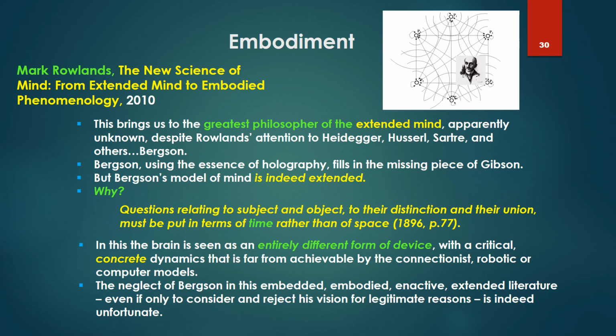In this, the brain is seen as an entirely different form of device, as we saw, with a critical, real, concrete dynamics like that of an AC motor that is far from achievable by the connectionist, robotic, or computer models. So the neglect of Bergson in this embodied, active, extended literature, even if only to consider and reject his vision for legitimate reasons, is indeed unfortunate. It could truly give them an insight into what extended actually means and why, and what action, and especially affordances in terms of virtual action, actually mean and why.